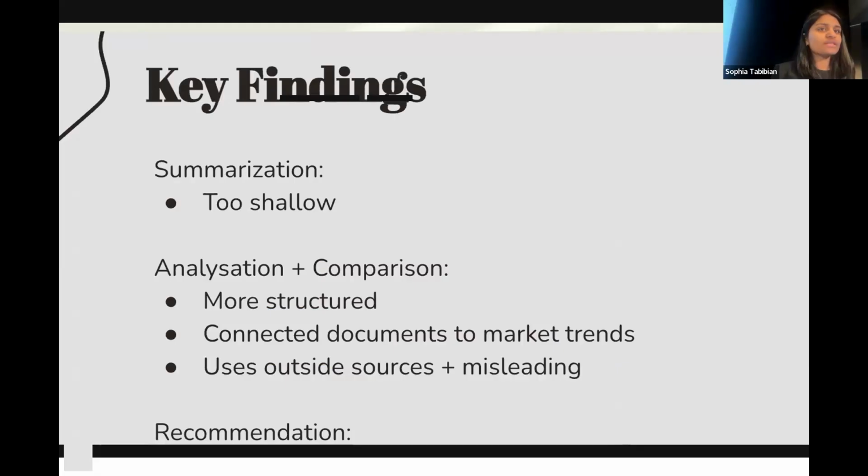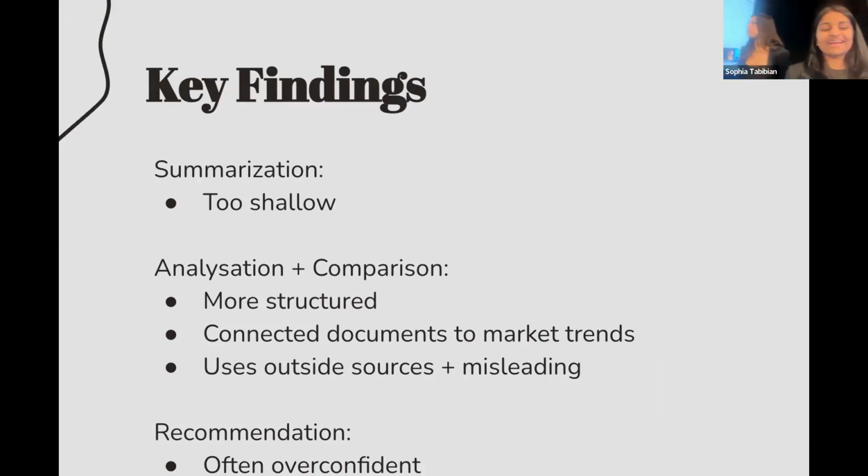So the key findings overall are that the summarization was too shallow and too surface-level and didn't really help investors. Analysis and comparison were a lot more structured, had a lot more depth, and connected outside information like market trends. But the only issue is that they used outside sources, which was kind of misleading, and they didn't cite those sources. So you couldn't really know where the information came from. And the recommendation had the same issues, but it was more overconfident and had innate bias from outside sources.